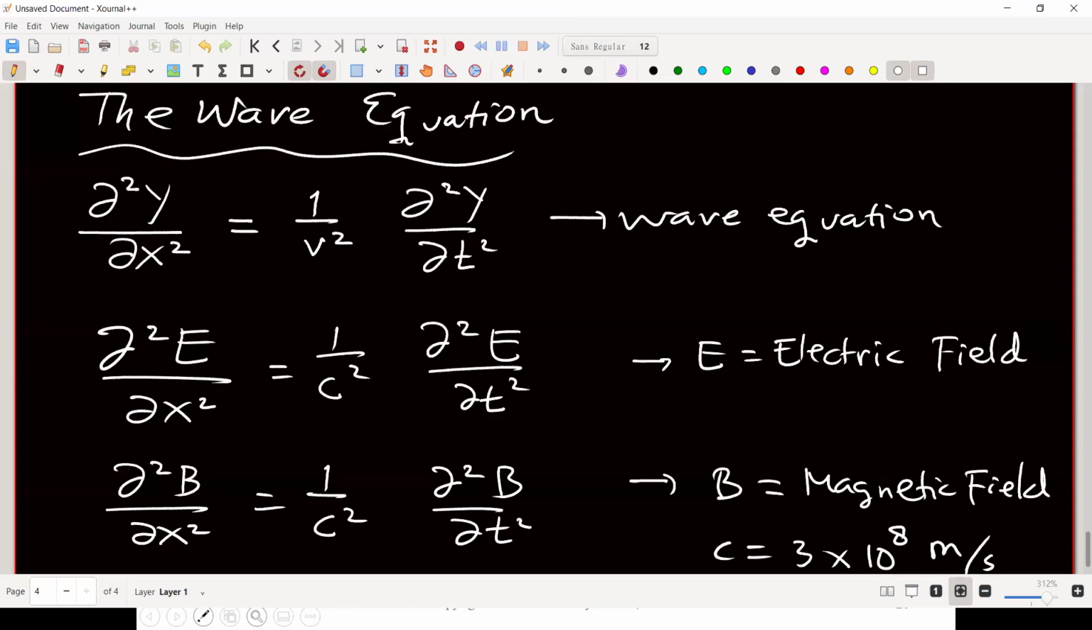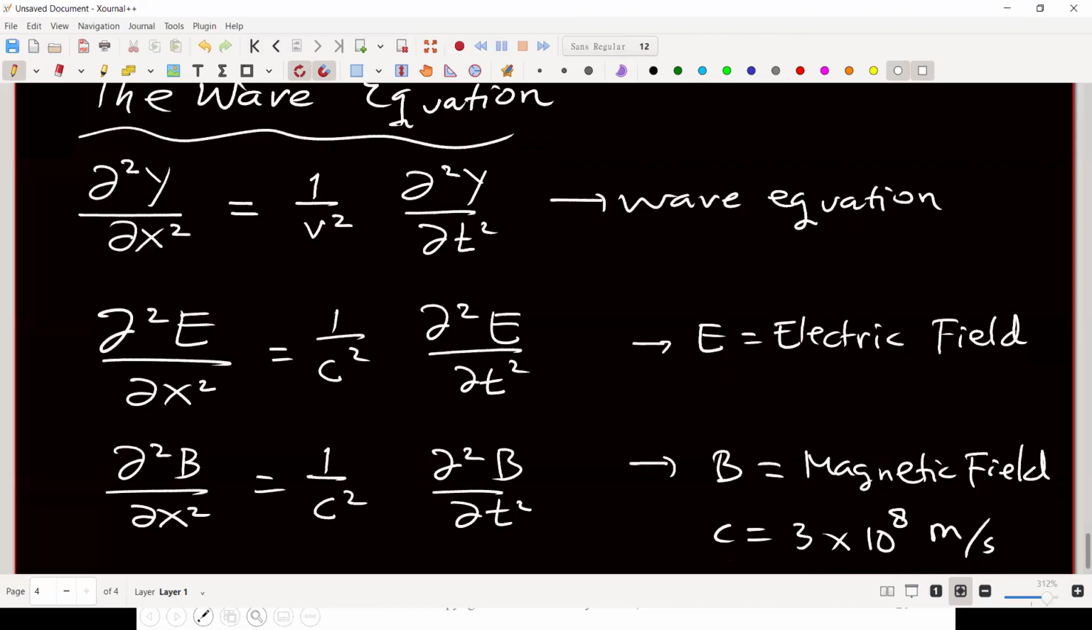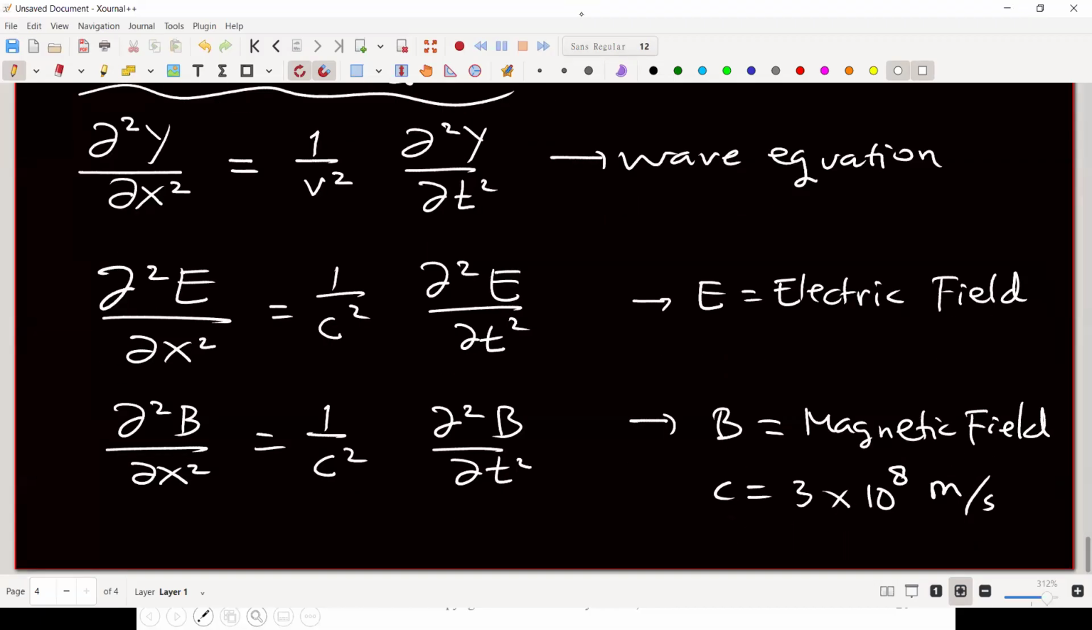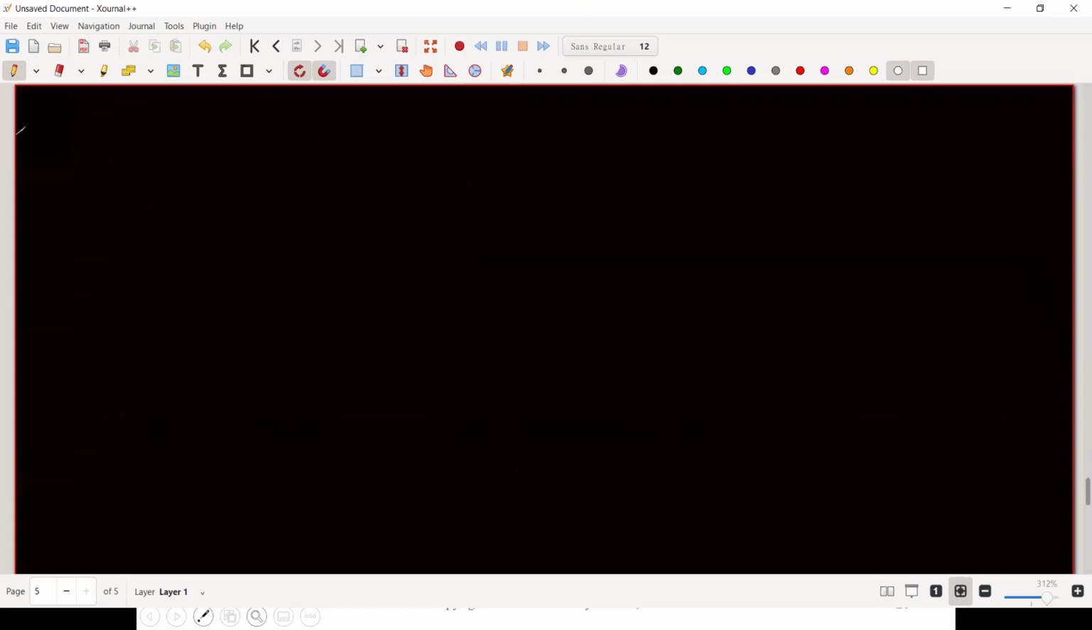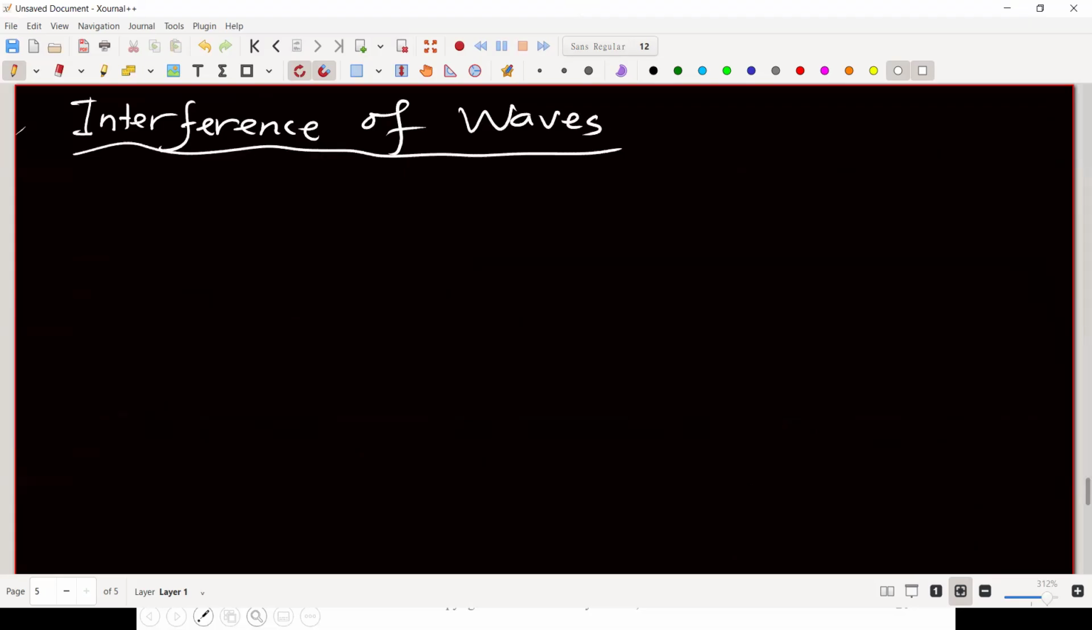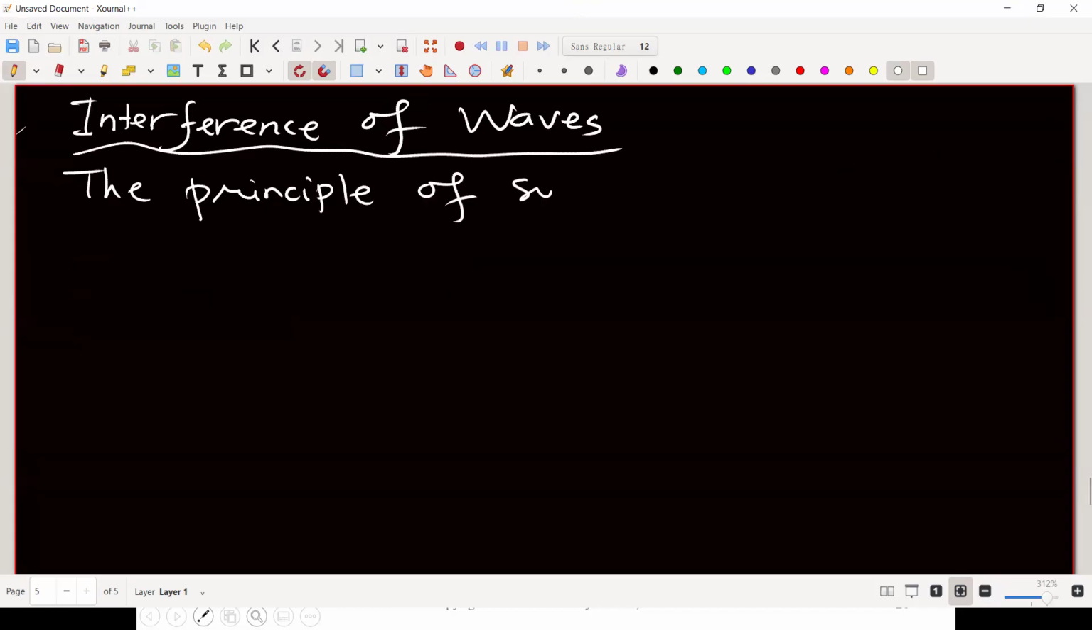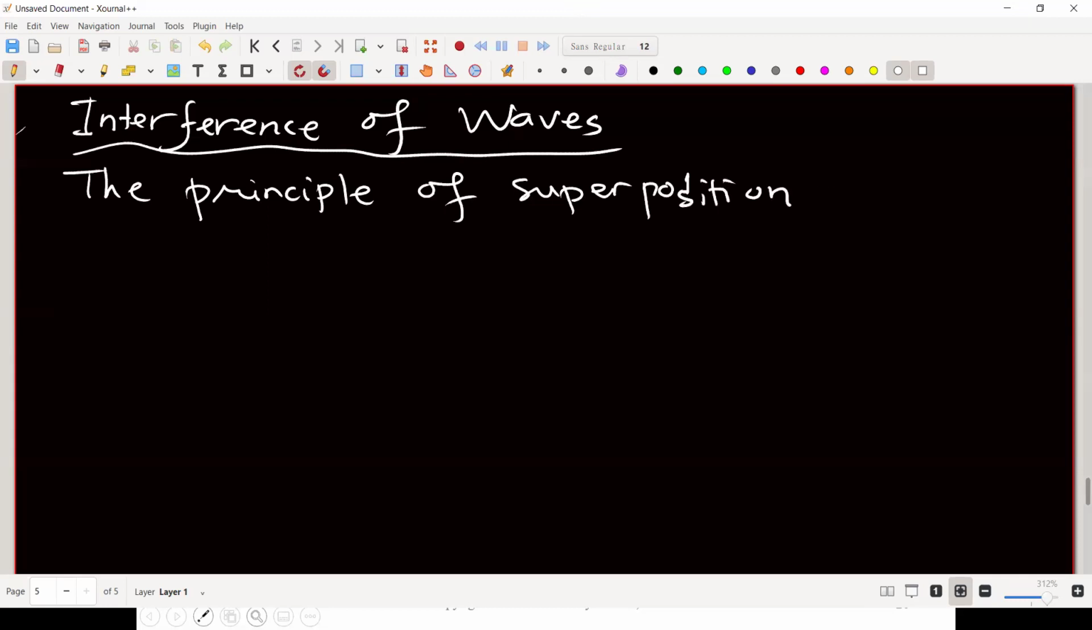Okay, and then next is the interference of waves. So this one is interference of waves. Interference of waves is the principle of superposition of waves.